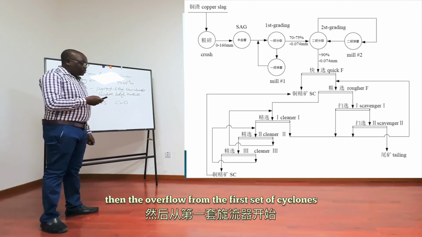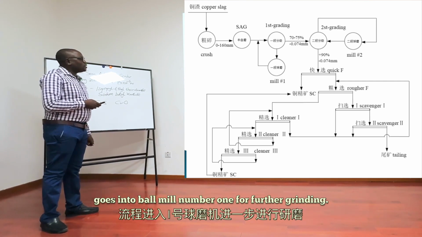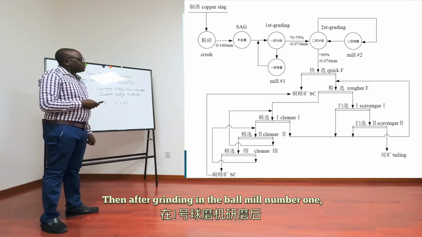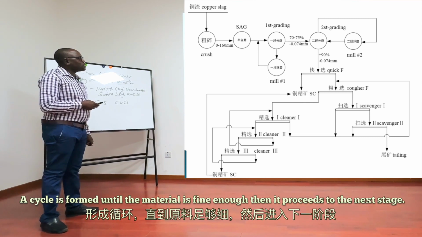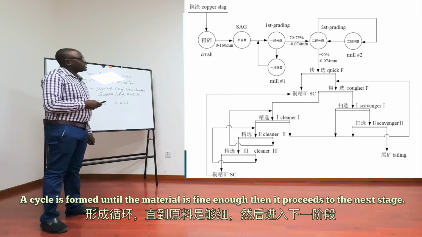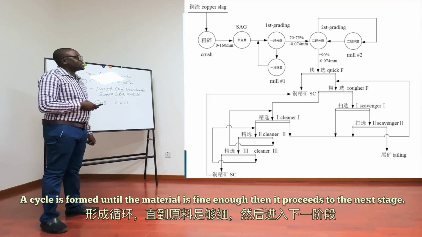Then the overflow from the first set of cyclones goes into ball mill number 1 for further grinding. Then after grinding in ball mill number 1, the product goes back to the first set of cyclones. So here it's like a cycle. A cycle is formed until the material is fine enough, then it proceeds to the next stage.